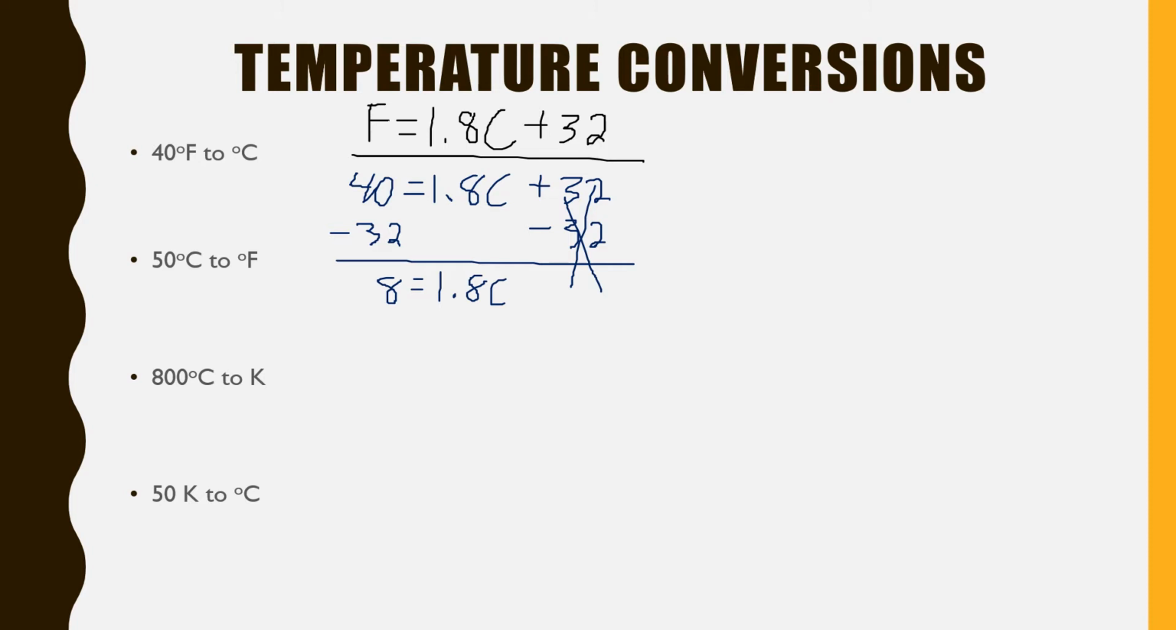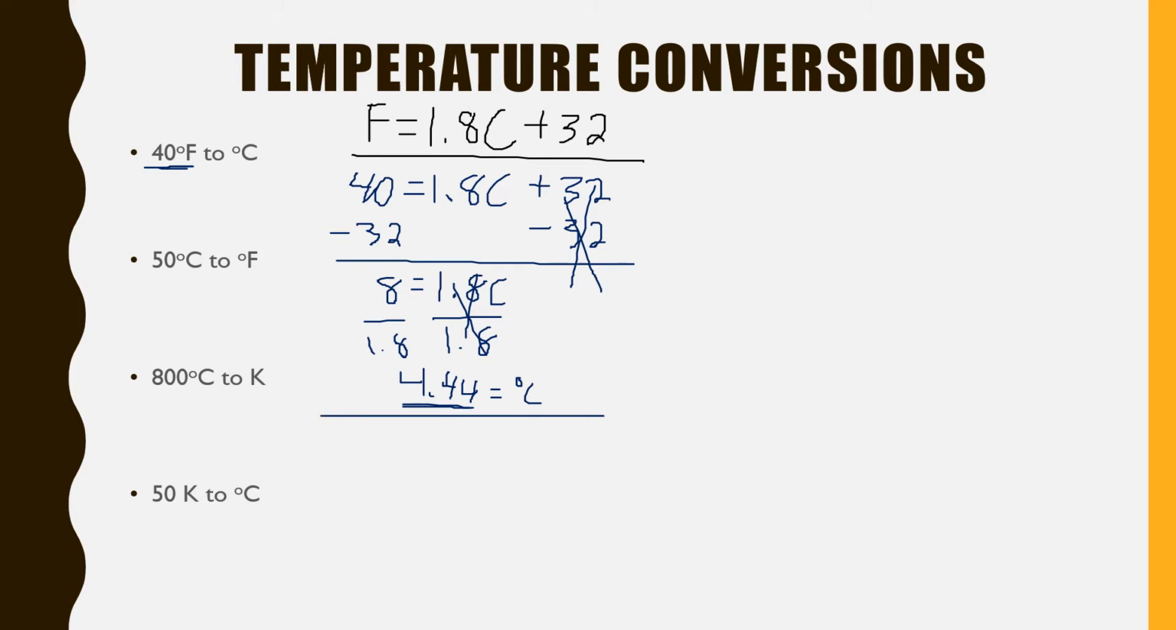So to get C by itself, I have to divide both sides by 1.8. That's gone. So I'm just left with 4.44 equals the degrees Celsius. So 40 degrees Fahrenheit, excuse me, is equal to 4.44 degrees Celsius. Those two temperatures are the same.